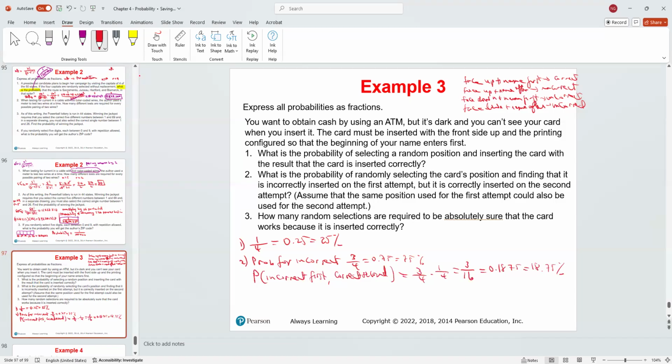Now, the next question. They ask you, how many random selections are required to be absolutely sure the card works because it is entered correctly? How many random insertions are required to be absolutely sure the card worked? I mean, it's entered correctly. Well, you need to do all four of them. How many random selections? Four. You need to do all four, right?